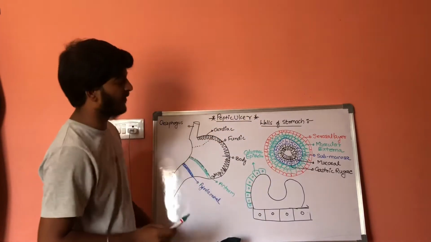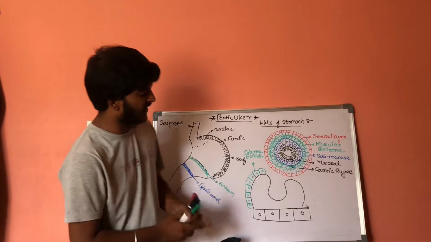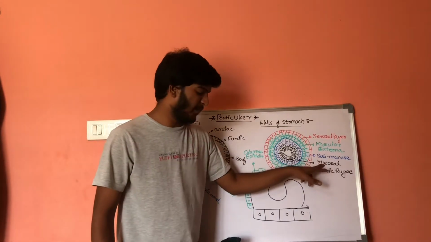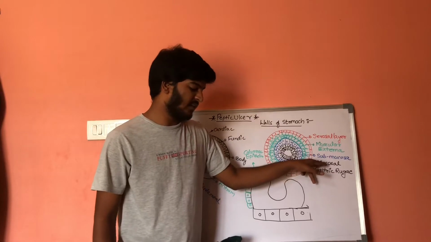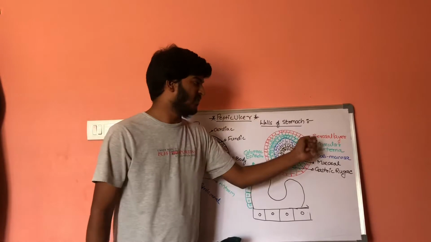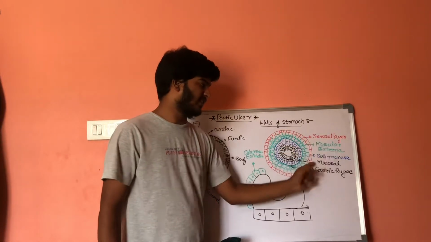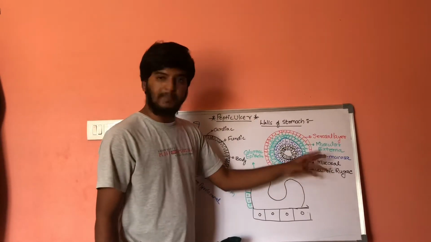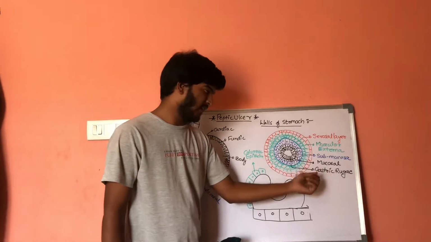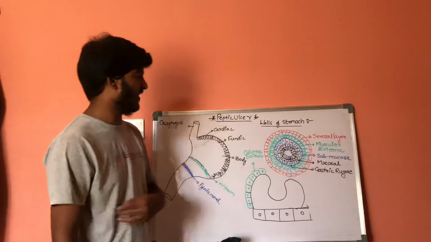Columnar epithelium. Again, this mucosal layer is internally divided into three regions: one is epithelium, the next one is lamina propria, and the other one is muscularis mucosa. So these are three internal layers. Totally it consists of 7 layers: serosa, muscularis externa, submucosa, mucosa, and the epithelial layer, lamina propria layer, and muscularis mucosa layer. So totally 7 layers are present.